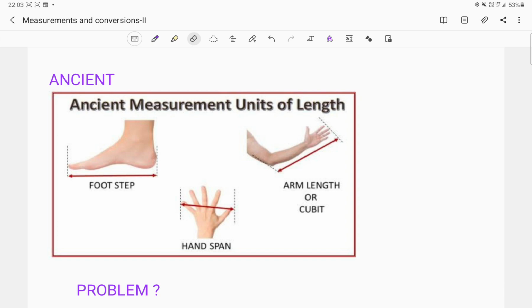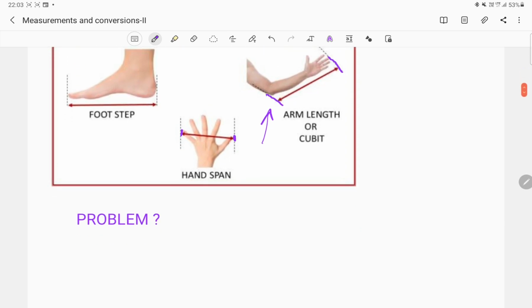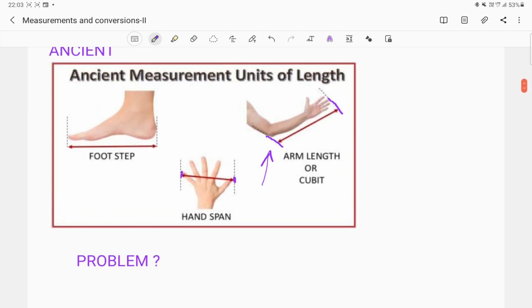And also another important or popular method was using a hand span, which is the distance between the tip of the little finger and the tip of the thumb when the hand is stretched. So this is called the hand span. And another method that was used was called the arm length or the cubit, which was the distance between the elbow and the tip of the middle finger. Now, there is a problem when we make use of these three methods.